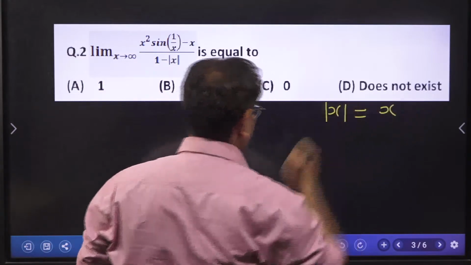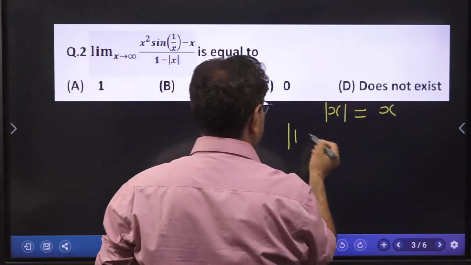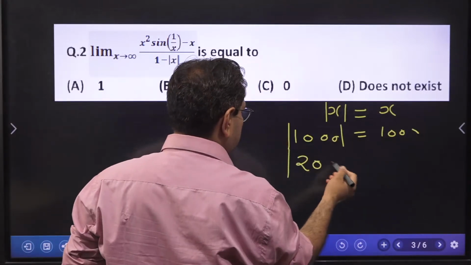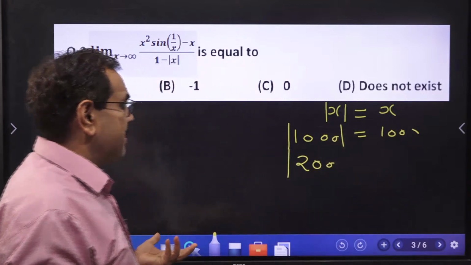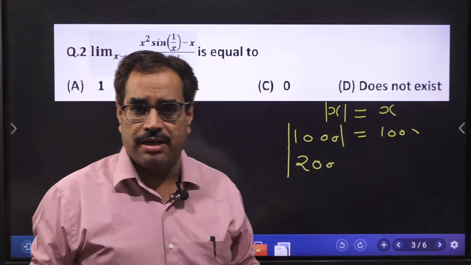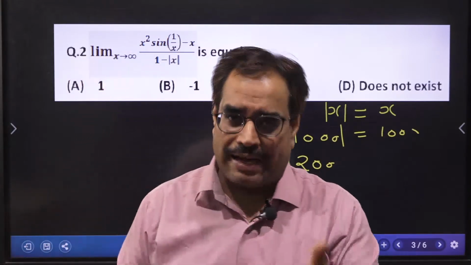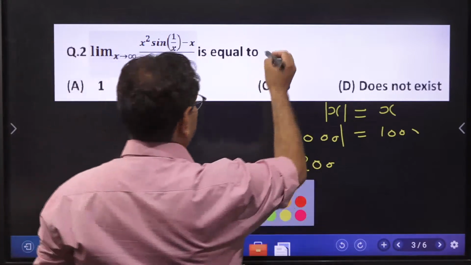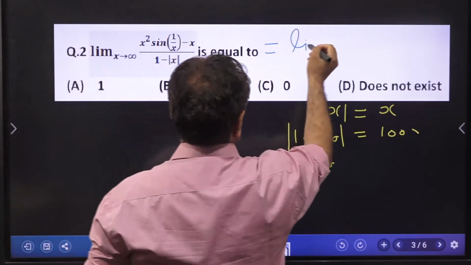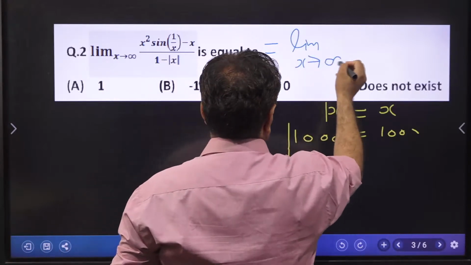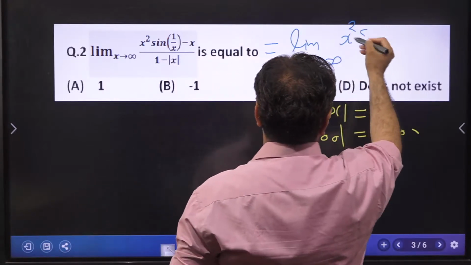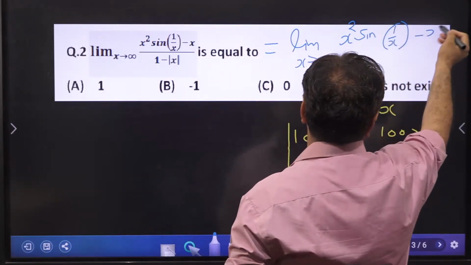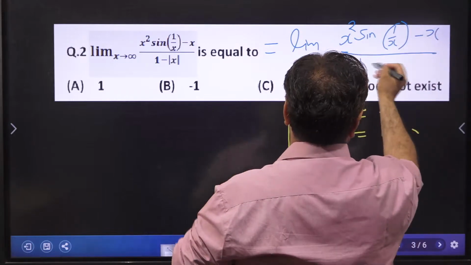This mod x is just equal to x, because mod 1000 is what? 1000. Mod 20,000 is what? 20,000. So when x is a very large number, it is a positive number clearly, then mod x is equal to what? x. So here we can write x. No problem, okay? So this is equal to limit x tends to infinity, x square sine 1 upon x, minus x divided by 1 minus x.